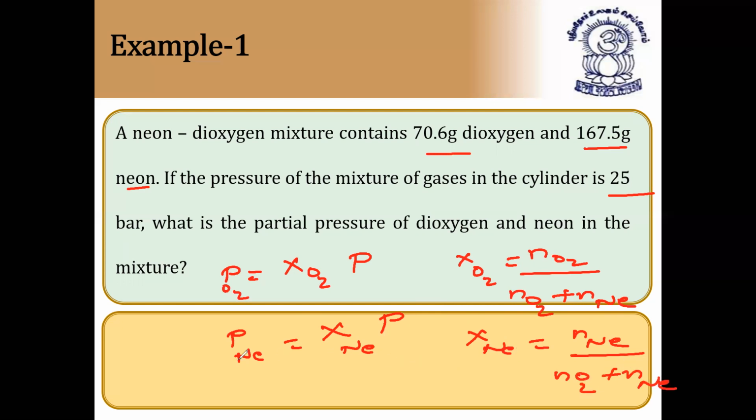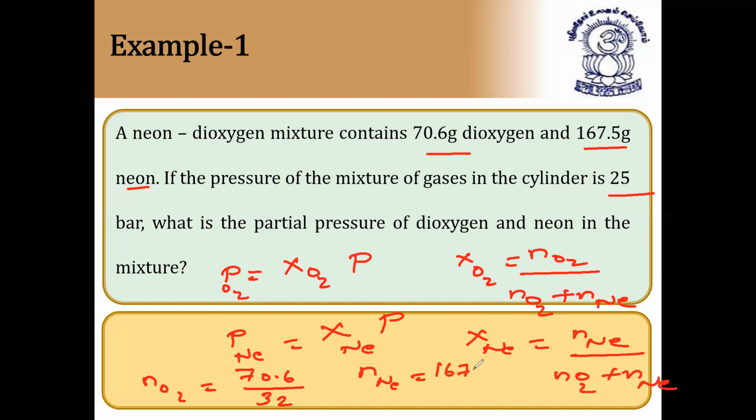So in this case, you have to find it. But how to find number of moles of oxygen? Because number of moles of oxygen is also not given. So number of moles of oxygen is equal to weight of oxygen, which is given as 70.6, divided by molecular weight. Oxygen molecular weight is 32 grams. Similarly, number of moles of neon is equal to weight of neon, 167.5 grams.